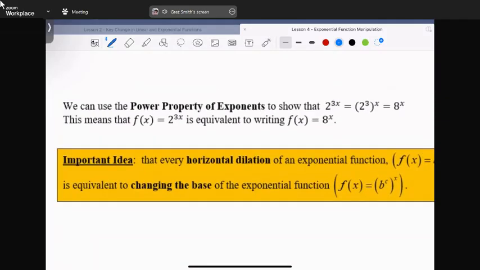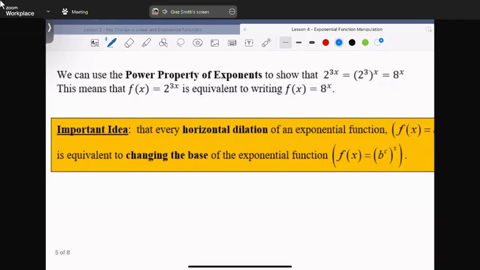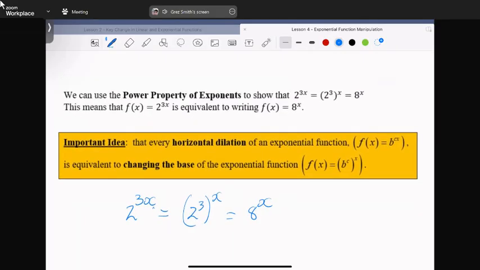All right, so similarly, we can look at the power property. So what's going on with the power property? If I take this example, 2 to the power of 3x, we can rewrite this as 2 to the 3 all to the x, which would be 8 to the x. So in this case, with the power property, we can remove the transformation by changing the base. So every horizontal dilation of an exponential function is equivalent to just changing the base and removing the transformation.